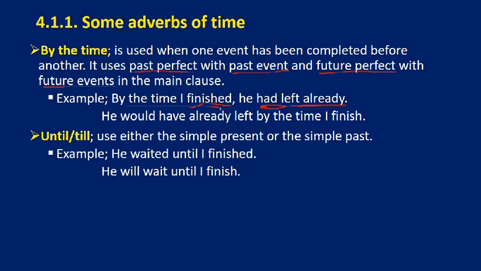ከዛ event በፊት occur ያደረገው event ደግሞ past perfect እንጠቀማለን። For example, second example, we have he would have already left by the time I finish. He would have already left by the time I finish. So ይሄ in the independent clause we have would have left, would have already left የሚለው in the main clause, in the independent clause. So this has a future perfect tense.